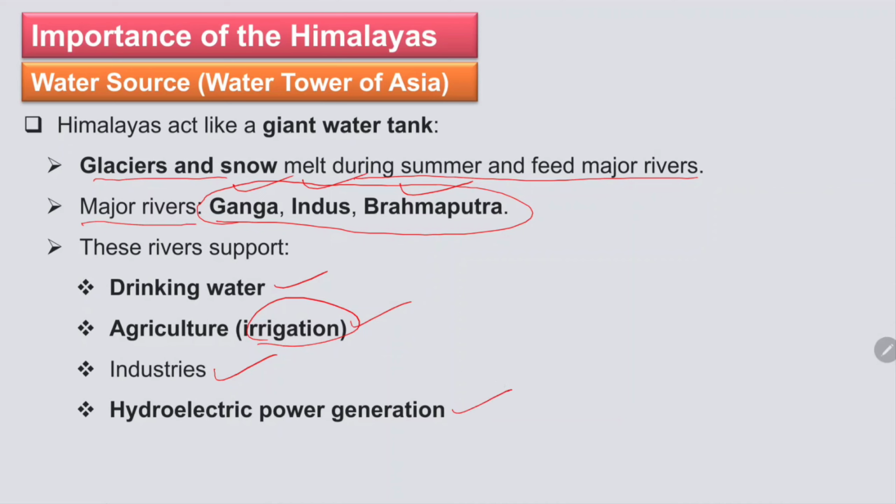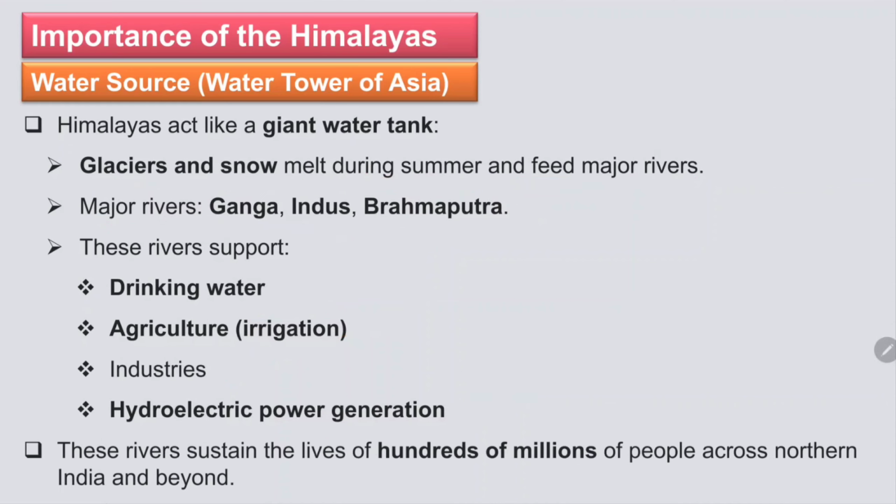So we can generate electricity from the force of the water, in different dams, by using special turbines and all. We can create this electricity, okay. That is why it is also included in hydroelectric power generation.